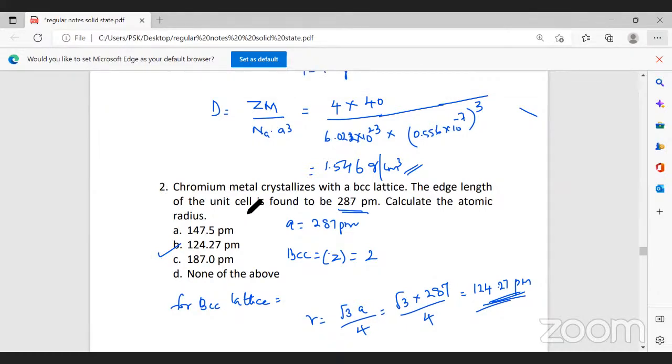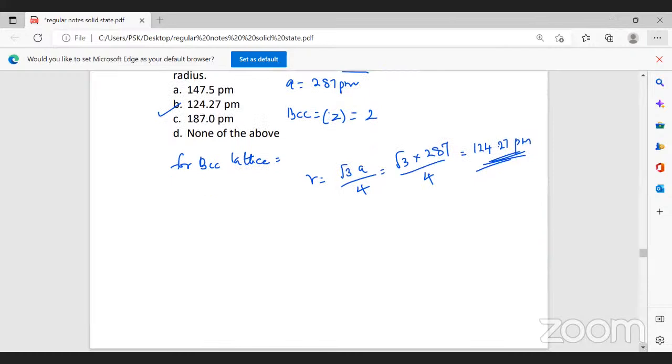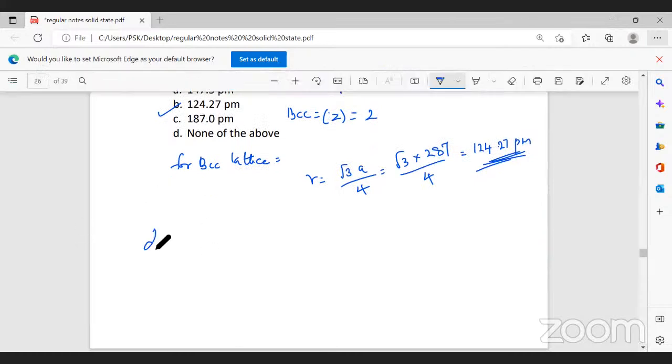Option B. Now you tell me, can we continue this question? Can I further continue this question and ask you to calculate the density? So density will be what now? For this, I have not asked, but I'm giving you. Density will be Z M by Na into A cube. So here Z is 2, molecular mass of chromium. Atomic mass of chromium, you should remember. They will give you. It is 52.